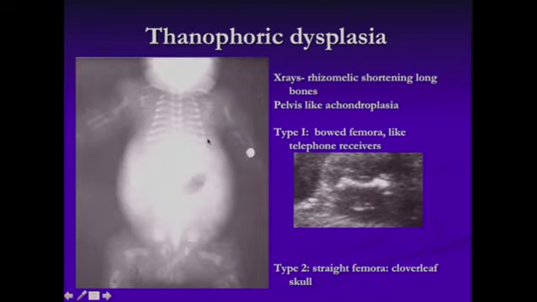So here, for example, is a chest x-ray of a neonate with thanatophoric dysplasia. See the small chest, see all the skin thickening, and obviously this baby died. There's no aeration in the chest at all. Here's that classic telephone receiver femur. And that's the type 1 thanatophoric dysplasia. What a lot of people don't recognize is that there's a type 2 thanatophoric dysplasia where the femur is straight, and then you might get the cloverleaf skull.